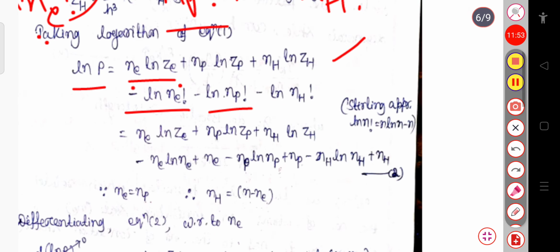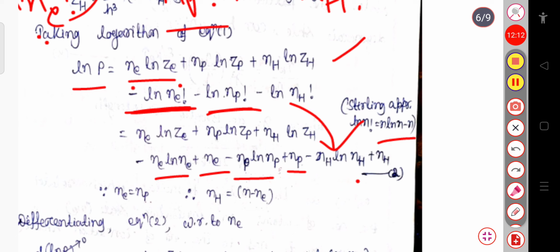Now putting the Stirling approximation, in place of ln Ne factorial we write n ln n minus n. So that will be minus Ne ln Ne plus Ne. Again for this, minus Np ln Np plus Np. For this, minus Nh ln Nh plus Nh.